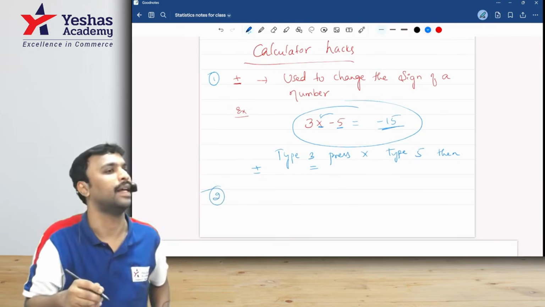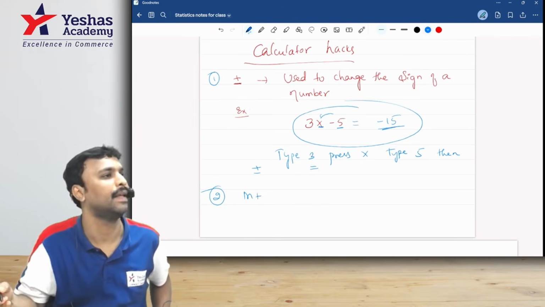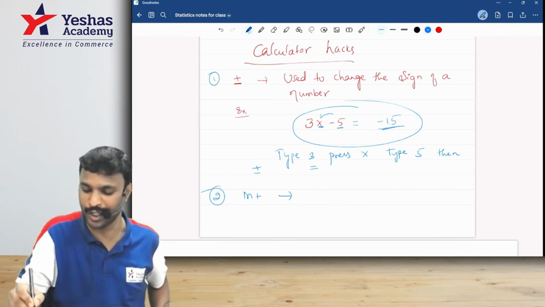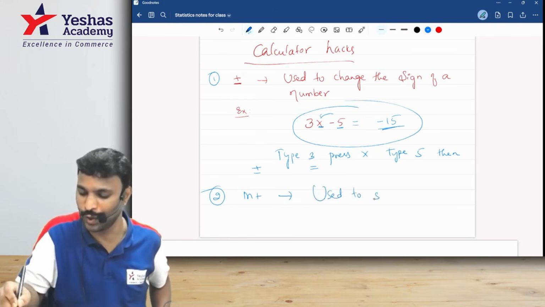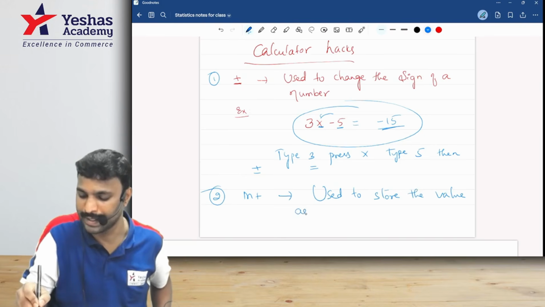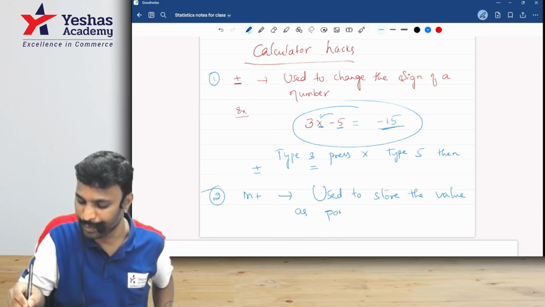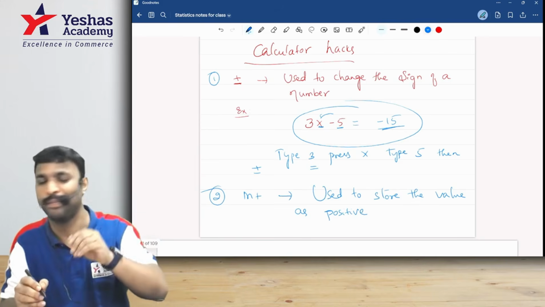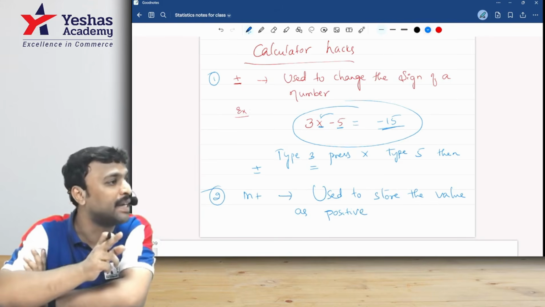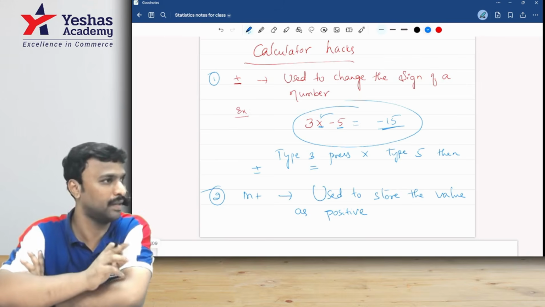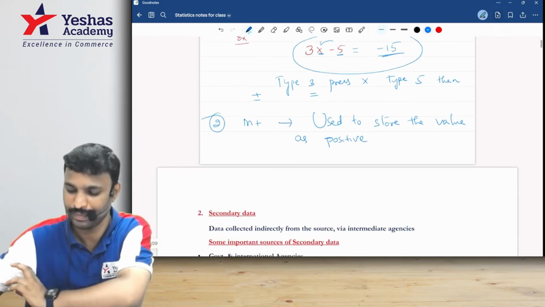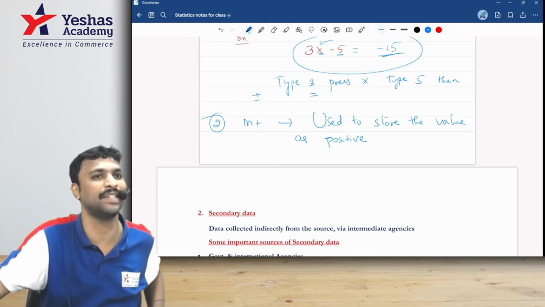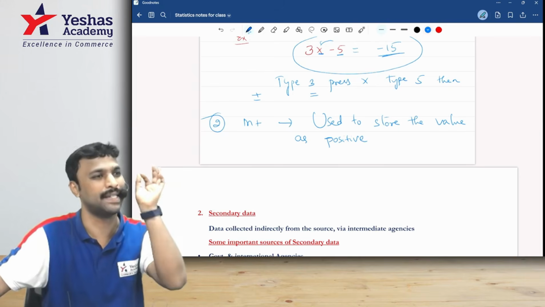The second button is M plus. See, the M plus button is used to store the value as positive. Store the value as positive. Any positive value, if you want to store, you have to press what? M plus. M for memory, plus means positive. So any value, if you want to store as a positive number, then you have to press M plus.